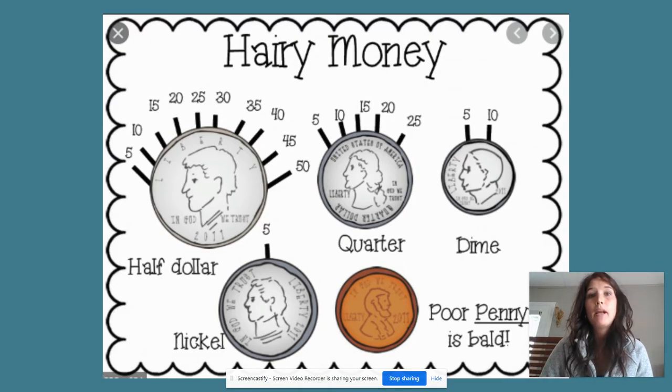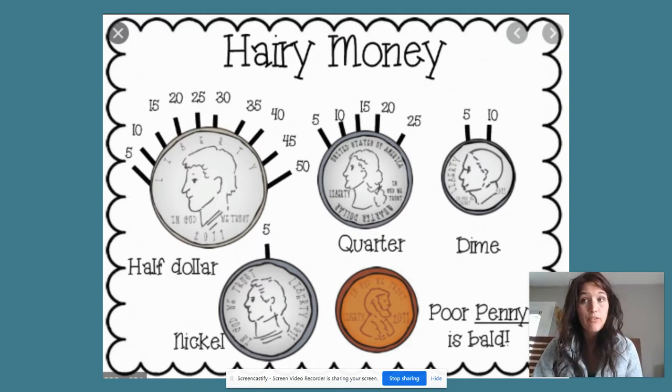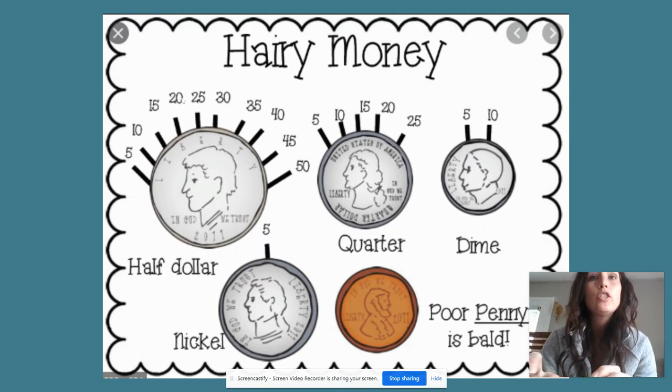So when we have money, a half dollar is worth 50, a quarter is worth 25, a dime is worth 10, a nickel is worth 5, and a penny is worth 1 cent. When we have a half dollar, that's worth 50 cents. So what I do is I count by fives, drawing a line each time till I get to 50. So 5, 10, 15, 20, 25, 30, 35, 40, 45, 50.